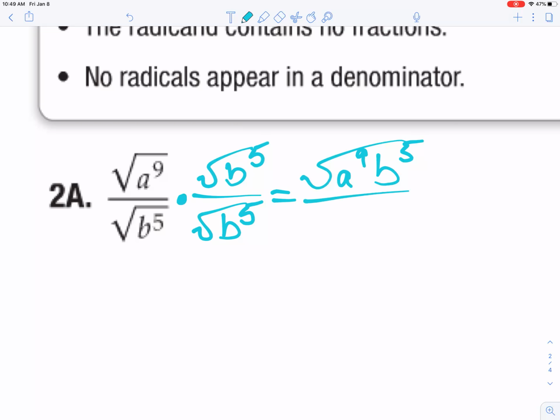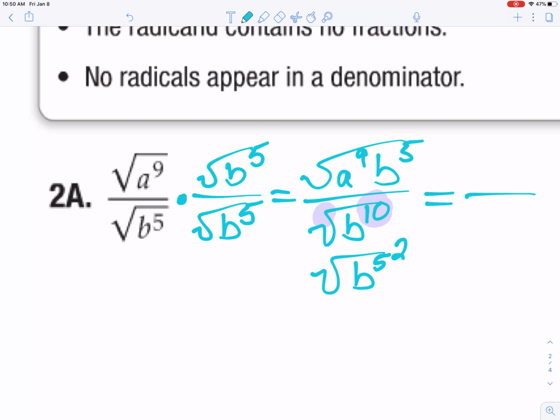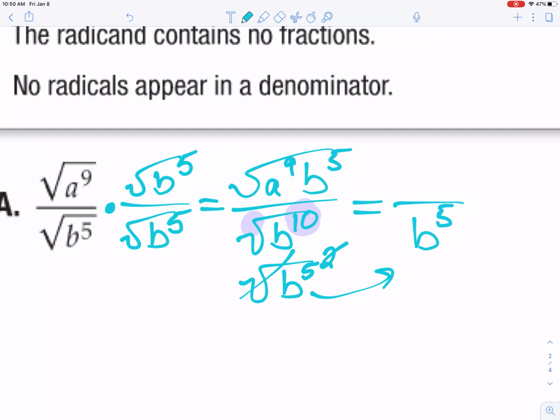But the bottom, you could either write this as the square root of b to the 10th, or you could write this as the square root of b to the fifth quantity squared, because you're taking the same thing times itself, right? Either way, check out what happens to the bottom here. This 10 is now evenly divisible by the index, which is 2. So the bottom would become b to the fifth. Or if you're squaring a square root, it cancels, and you would have b to the fifth. Either way, you end up in the same spot.